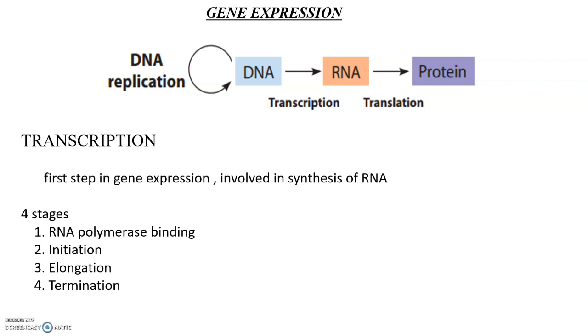So now let's study what transcription and translation are. Transcription takes place mainly in the nucleus, whereas translation takes place in the cytoplasm. Transcription is the first step in gene expression. It involves the synthesis of RNA from the template DNA strand. Transcription takes place in 4 stages: RNA polymerase binding, where the RNA polymerase comes and binds to the DNA, and from there initiates the transcription process, and the next stages are elongation and termination, that is, it ends the transcription process.